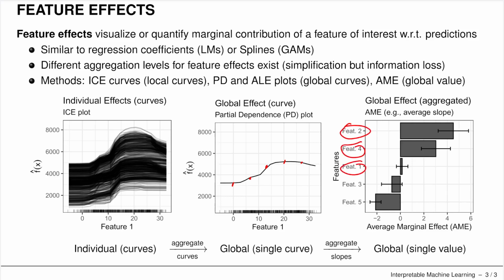Of course, this would make more sense in settings where we have, for example, only monotonic effects, so that the averaging won't cancel out positive and negative slopes. In the subsequent chapters, we will dive deeper into ICE plots, partial dependence plots, and as an alternative ALE plots, but won't discuss the average marginal effects. We hope that you understood the main differences between local feature effects and global feature effects.